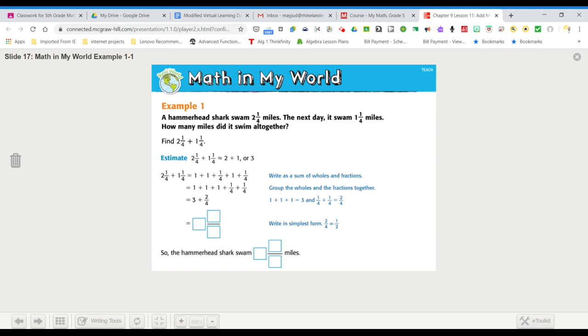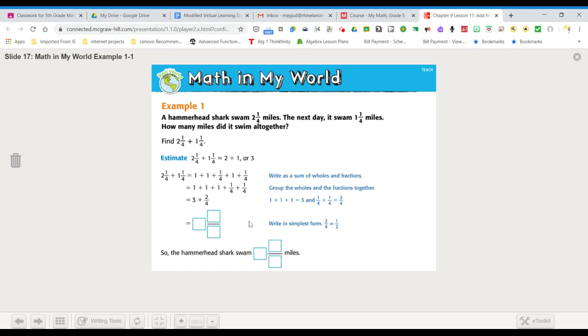A hammerhead shark swam 2¼ miles. The next day it swam 1¼ miles. How many miles did it swim altogether? So when we were doing our modeling, what we were doing was putting our whole numbers together, and that's kind of taking place here. They're separating the two by saying 1 plus 1, and then here's the other one, and they kind of separated it, says write as the sum of wholes and fractions.